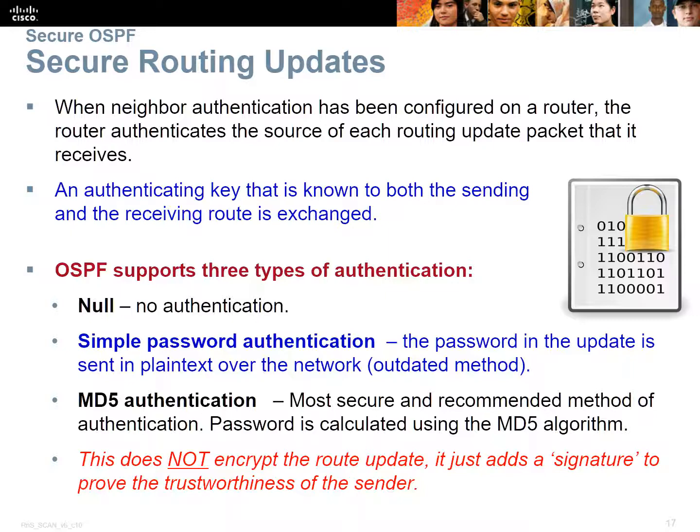OSPF supports authentication for the routing updates. By default, there's no authentication. You can add just a simple passphrase, but no one uses that anyway, or you can use an MD5 hash. Remember that we're not encrypting the route updates. We are just adding an MD5 hash for trustworthiness.